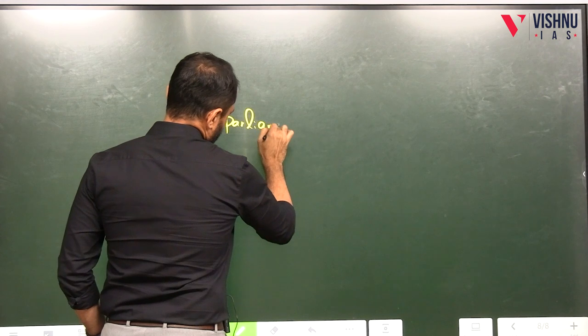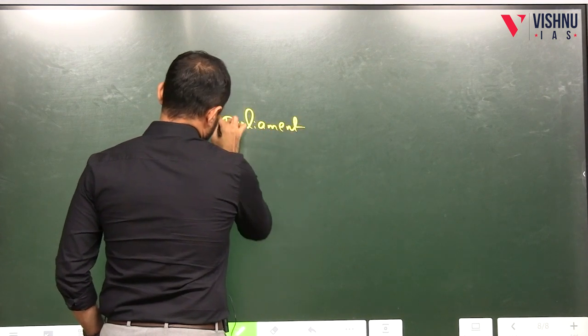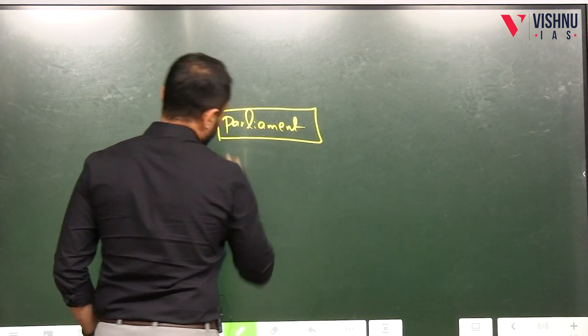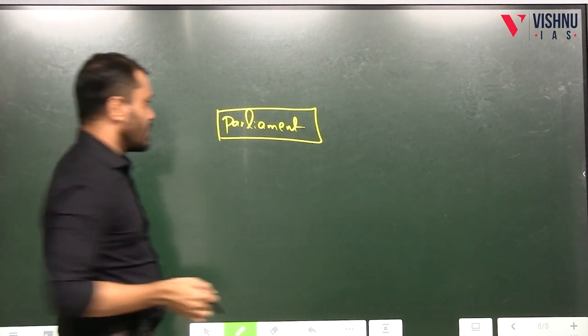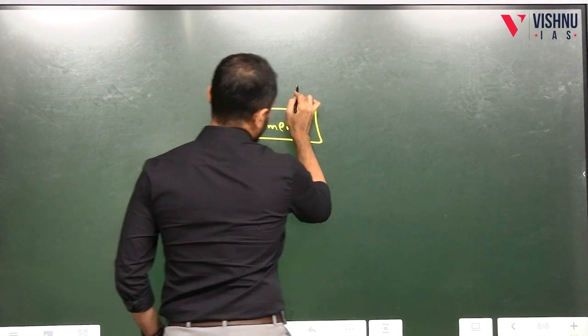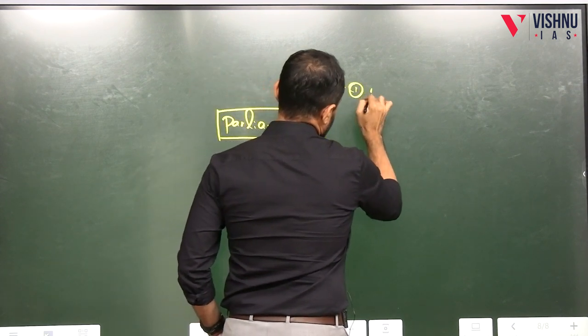First thing is, they fight each other, number one. What are the parliament functions? Okay, so the parliament function is to entertain the people. Yeah, number one.